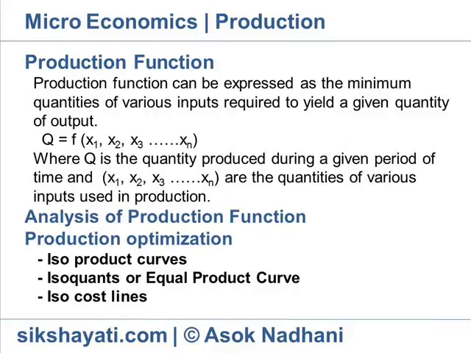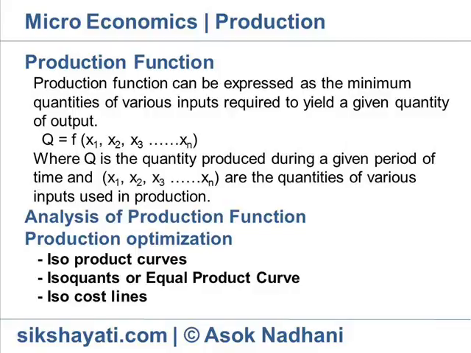Production function can be expressed as the minimum quantities of various inputs required to yield a given quantity of output. Cost function is associated with production function. So Q is a function of x1, x2, x3 and so on, where Q is the quantity produced during a given period of time, and x1, x2, x3 and so on are the quantities of various inputs used in production.